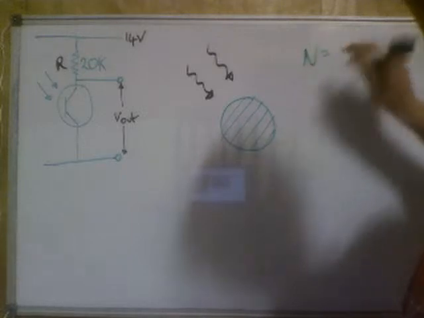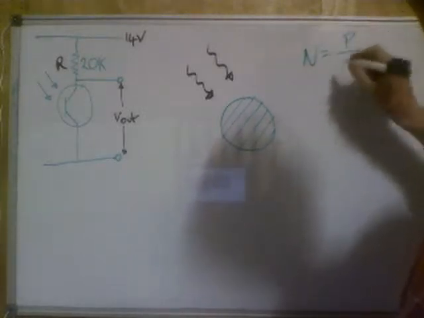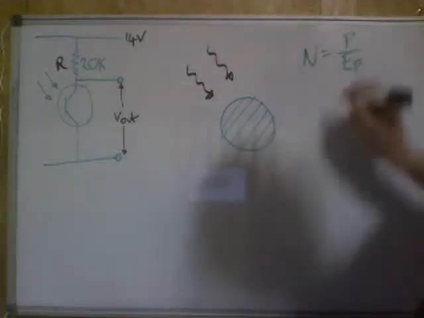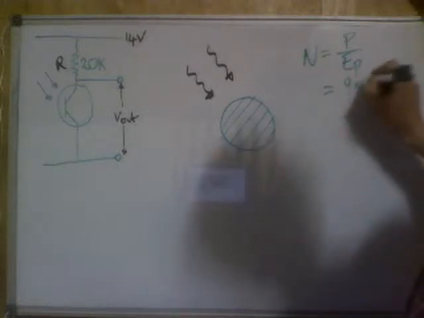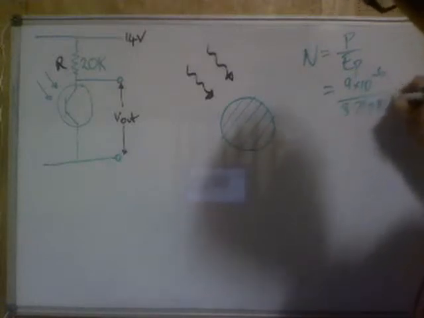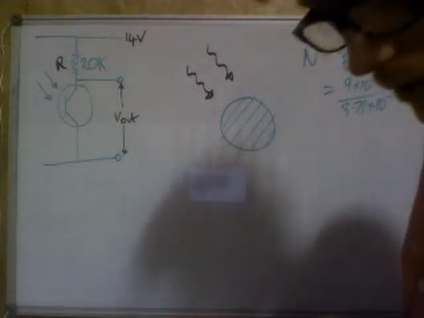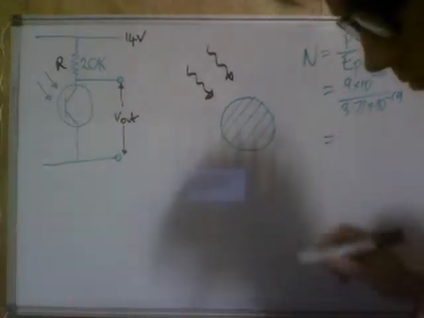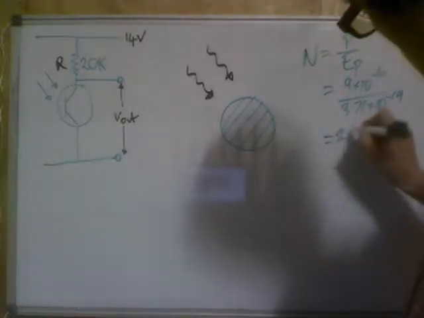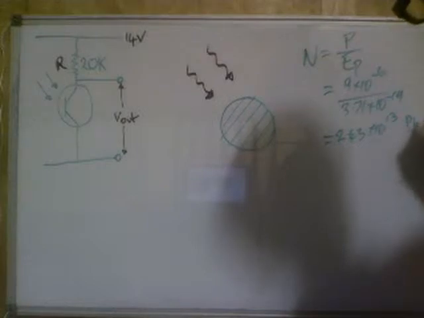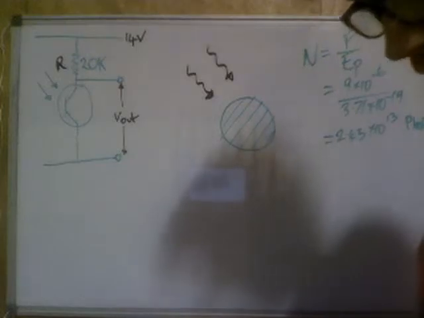N, the number of photons, equals power divided by EP. The power falling on divided by the energy of a single photon equals 9 times 10 to the minus 6 divided by 3.71 times 10 to the minus 19. Again, plug it into your scientific calculator and you find the solution that N equals 2.43 times 10 to the 13 photons per second. Okay? On to part D.